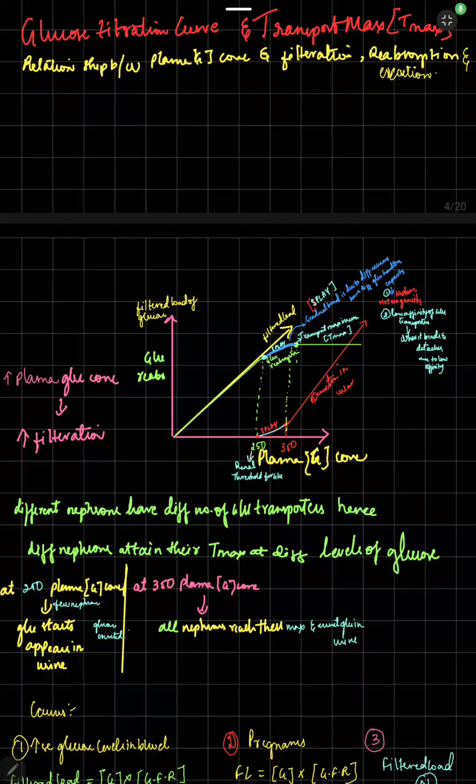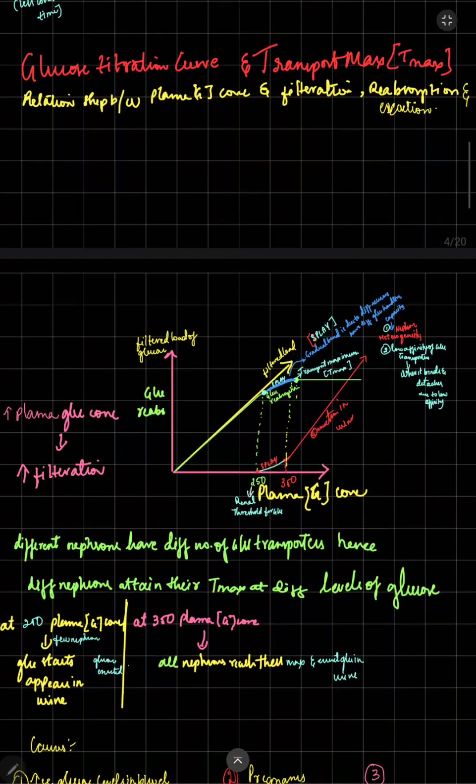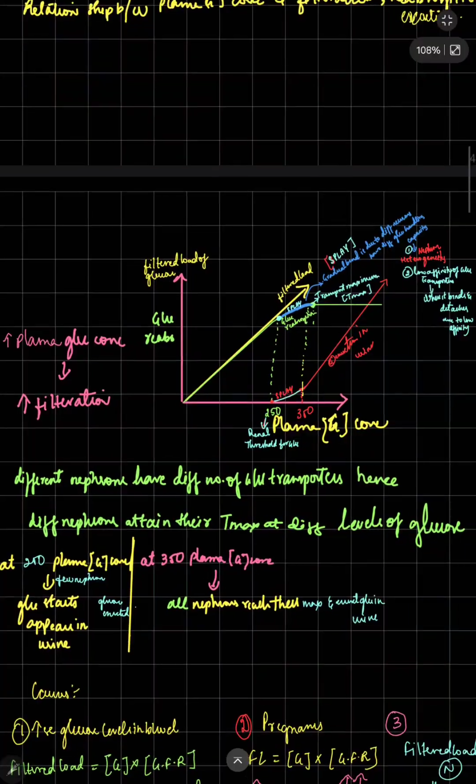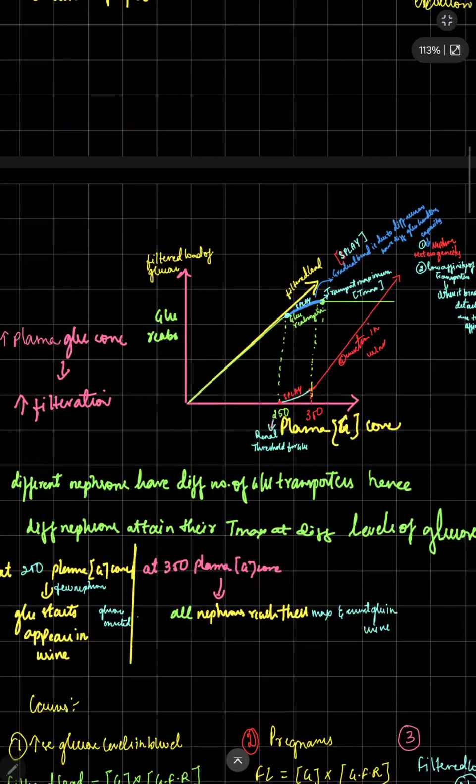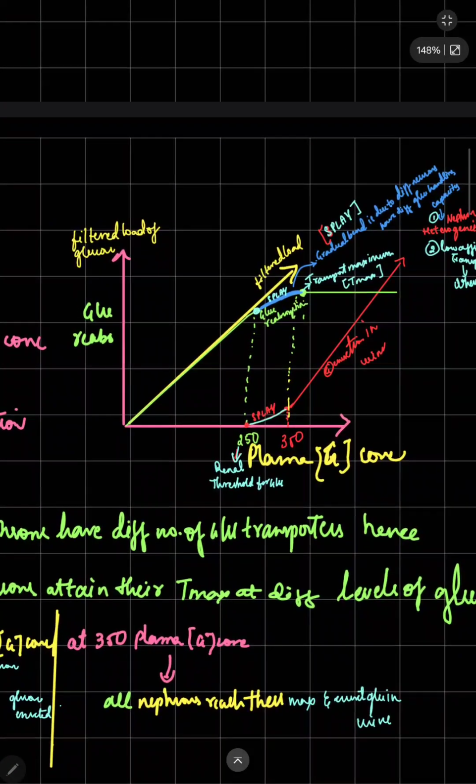Alright, so in this video we'll be talking about glucose titration curve and transport maximum. The relationship between plasma concentration of glucose and filtration, reabsorption and excretion can be presented in the glucose titration curve. So this is the curve, and we should know that if there is an increase in plasma glucose concentration, there will be an increase in filtration. And now let's see the relationship.